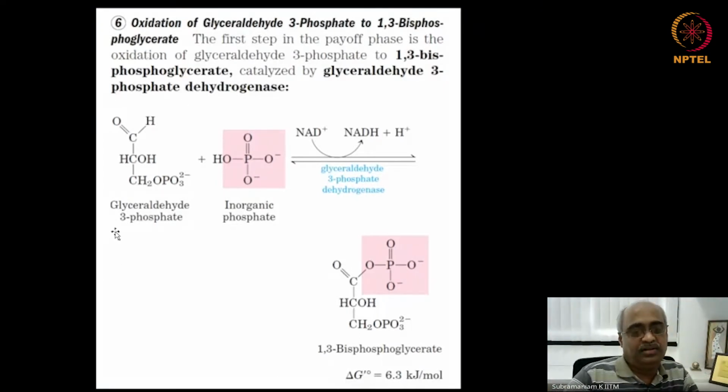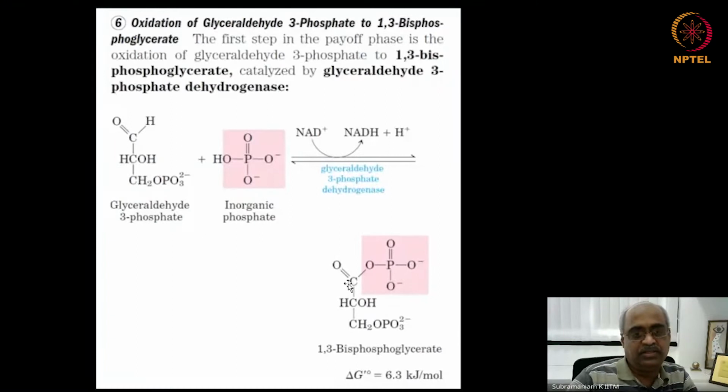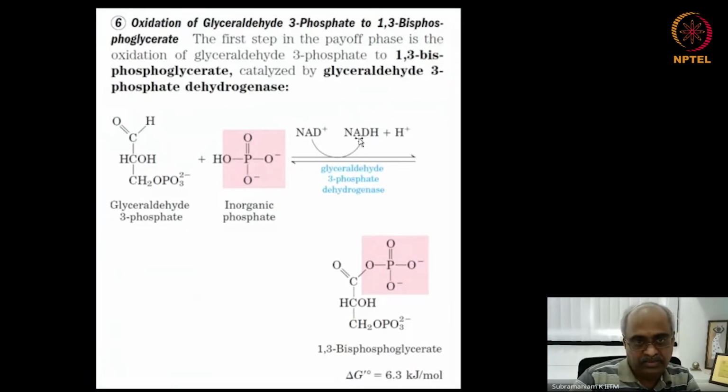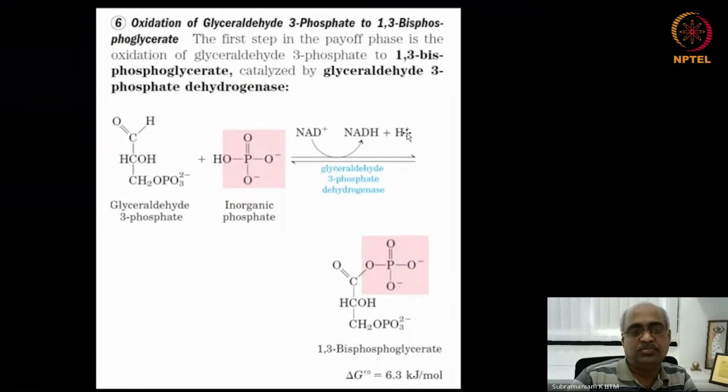So oxidation of glyceraldehyde 3-phosphate is essentially this aldehyde group, shown here on the left top, getting oxidized into a carboxylic acid group, and the energy is conserved in making a phosphate mixed anhydride bond with an inorganic phosphate. That's one. And the second part of the oxidation energy, in terms of the electron transfer, is used to reduce NAD to produce NADH. This carries the hydride version of electron transfer, so 2 electrons and a proton, so 1 proton goes into the medium. So this is the first step of the energy yielding phase of glycolysis.